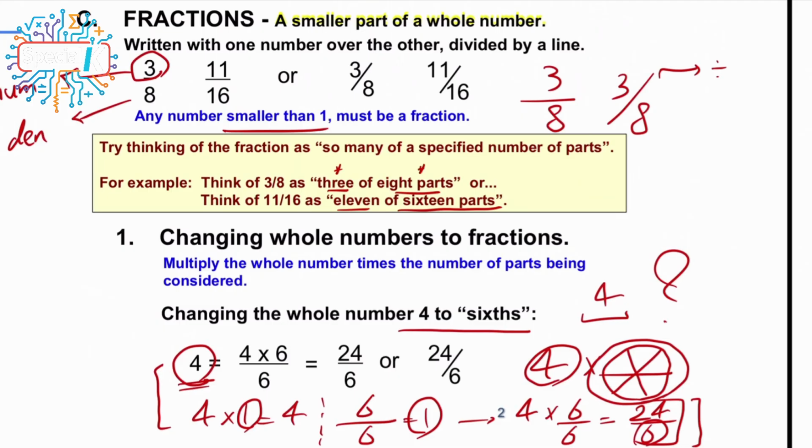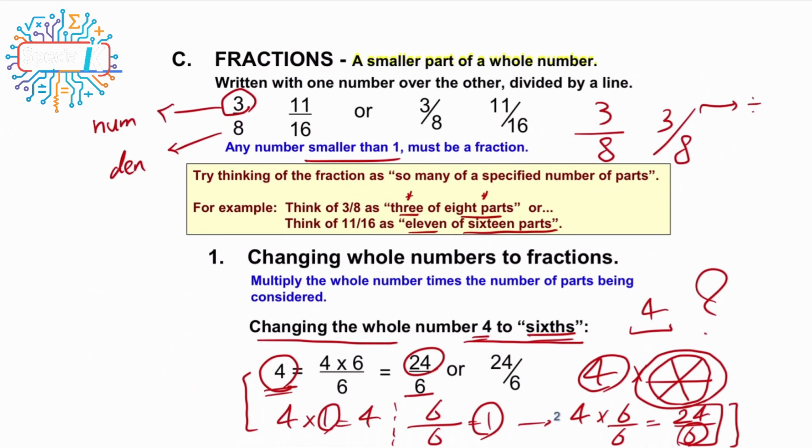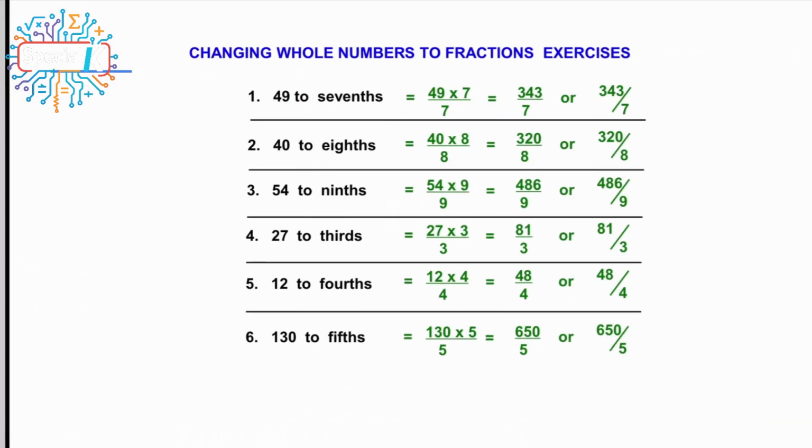So this question asks to change the whole number 4 to sixths. It means that I have to divide this down into 1 over 6, 1 over 6, 1 over 6, 1 over 6. How many of these 1 over 6s do I have inside the 4? It is 24. How can I show that I'm looking for 1 over 6, 1 over 6, 1 over 6? By using a fraction, 24 over 6. So that was the definition of fraction, and that's how we can change the whole number into a fraction again.